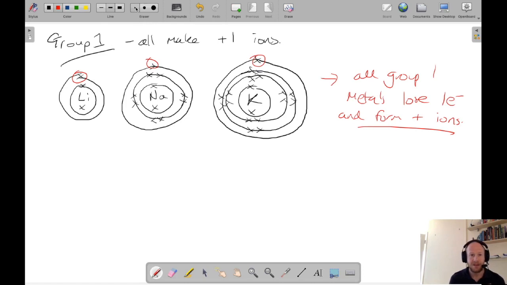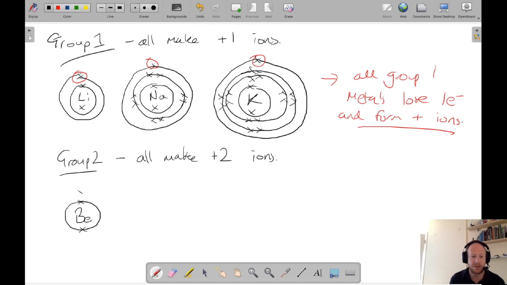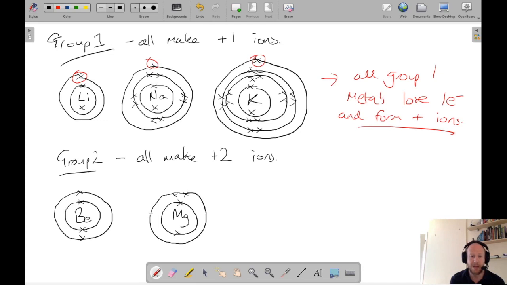Now, let's compare that to group 2. Group 2, these guys all make +2 ions. Because if we draw the elements in group 2, let's just do beryllium because it's nice and easy. We've got 2 in the first shell, 2 in the second shell, and magnesium. I won't draw calcium because I can't be bothered. But for magnesium, we've got 2 in the first shell, 8 in the second shell, and 2 in the last shell.